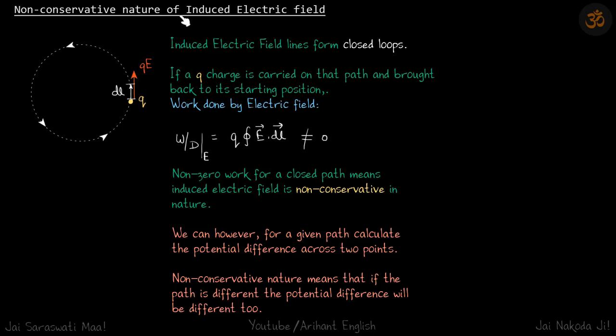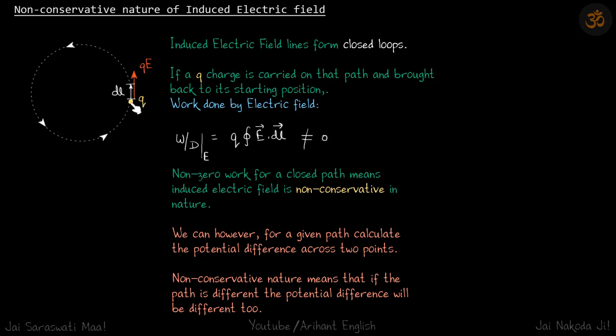Non-conservative nature of induced electric field. So we have already seen that induced electric field lines form closed loops. So let us take this path for example. It is a closed path and the electric field lines are counterclockwise on this whole path.